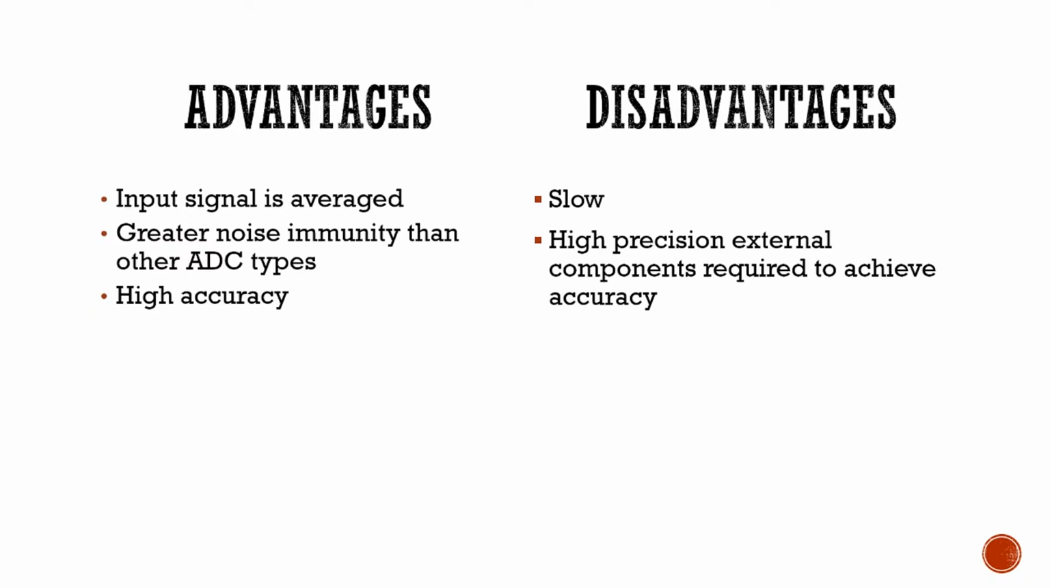Moving on, the advantages of this circuit is that the input signal is averaged, hence eliminating the need of sample and hold circuit. Moreover, greater noise immunity is provided as compared to other ADC types. In addition to that, it provides high accuracy. On the other hand, it is extremely slow and high precision external components are required to achieve that accuracy.